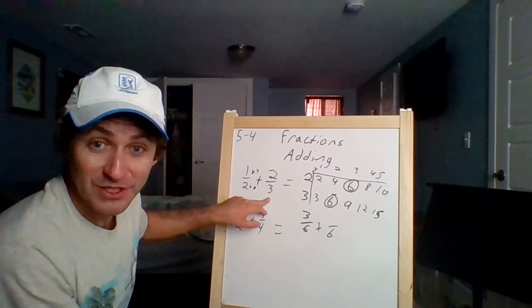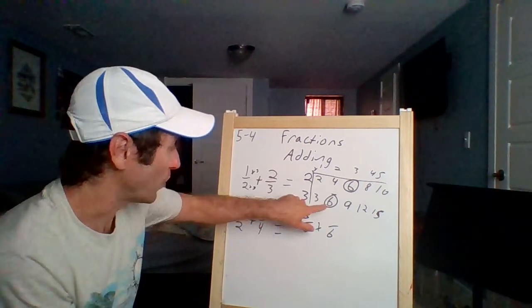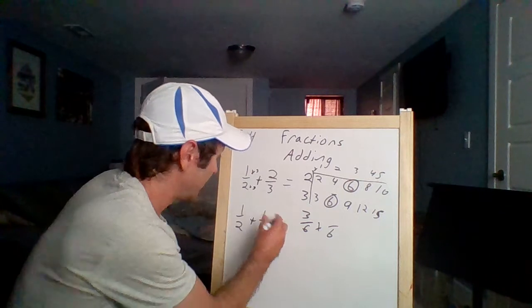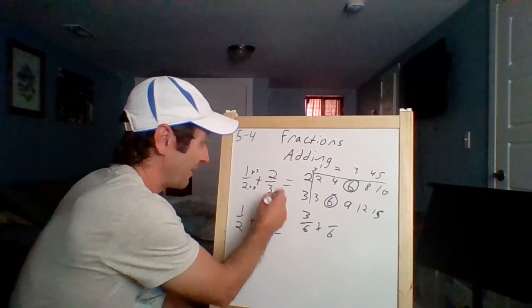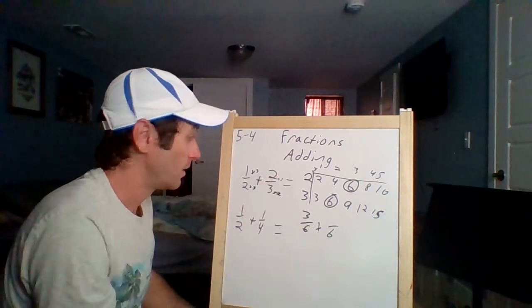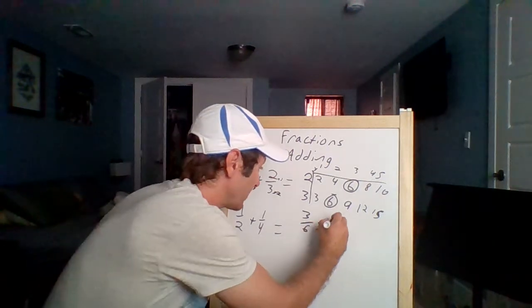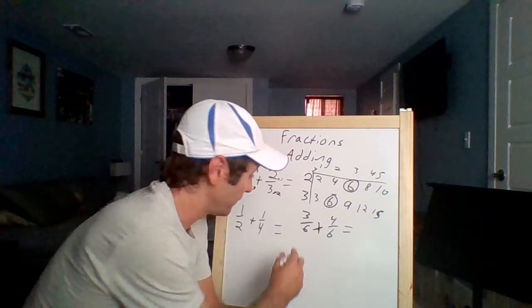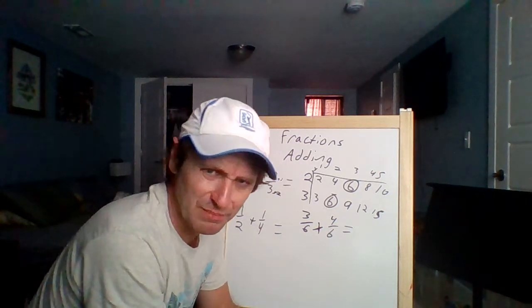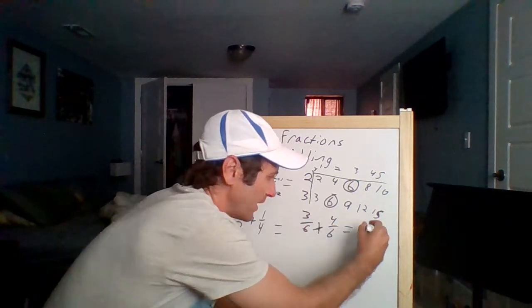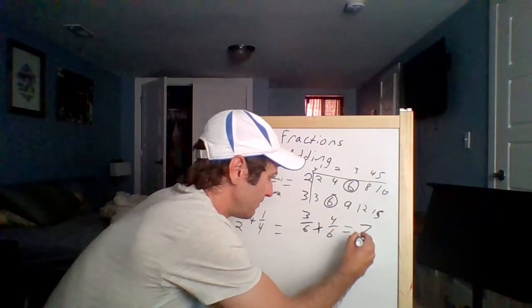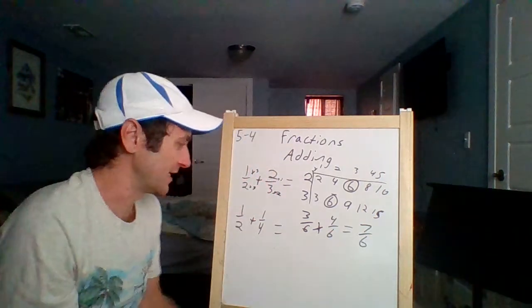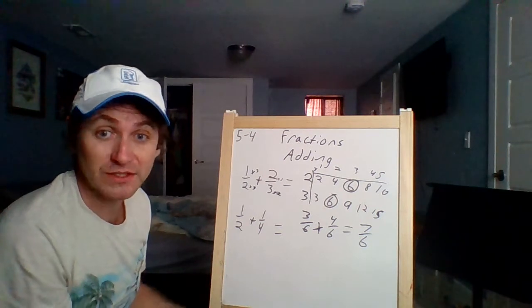3. How many times does 3 go into 6? Well, you told me twice. So if I do it to the bottom, I've got to do it to the top. 2 times 2 is 4. Now, all I have to do is add them up. And we'll worry about improper fractions. We're going to build into that. 3 plus 4 is 7. Common denominator is 6. So I have 7/6.